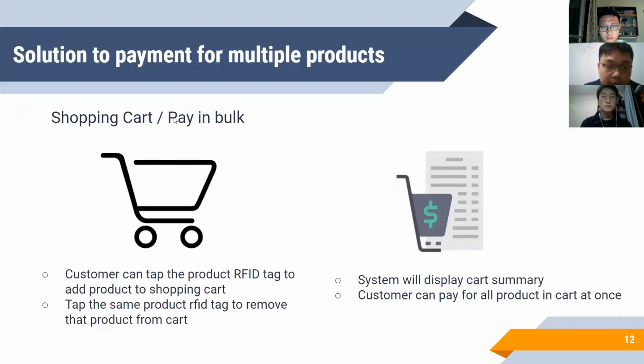And we have the solution for the payment method. We create a shopping cart, and the customer can tap the product's RFID tag to add the product to the shopping cart and tap it again to remove it. The system will display the cart summary, and the customer can pay for all the products in the cart at once.